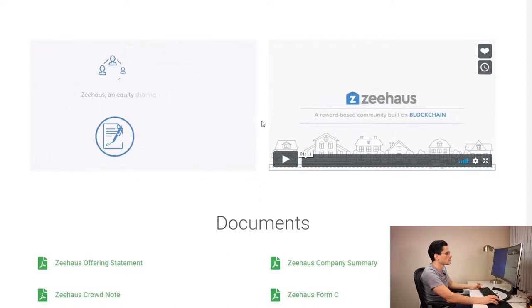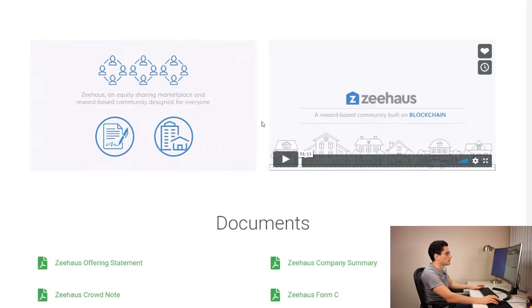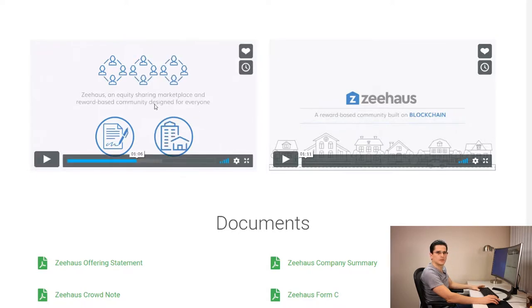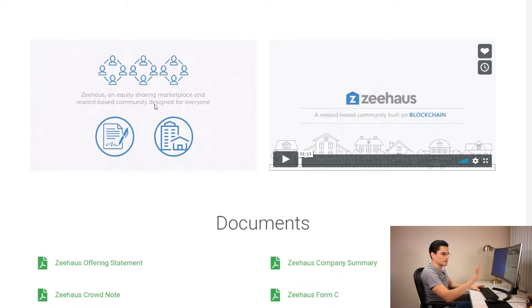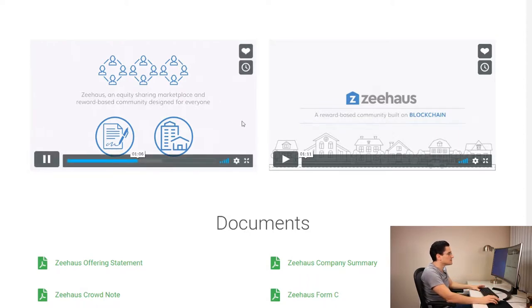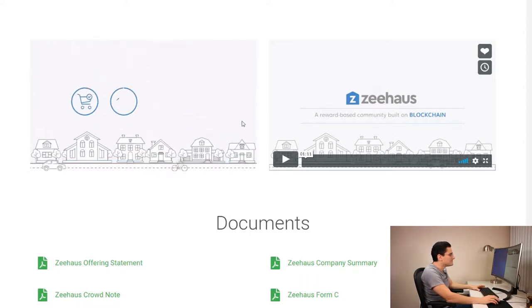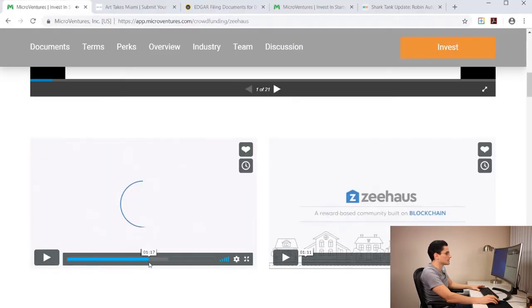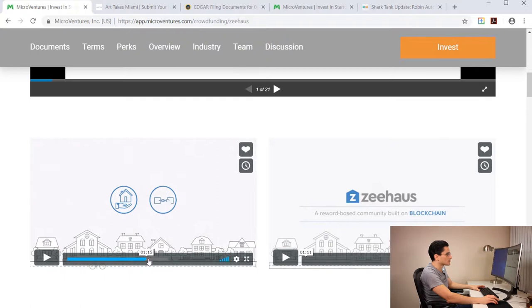Welcome to Z House, an equity sharing marketplace and reward-based community. Is this a German company? Z House. Forget it. Designed for everyone. Aiming to make it easy to buy, sell, and invest in real estate. Fractional ownership is recorded under legal trust and on blockchain.